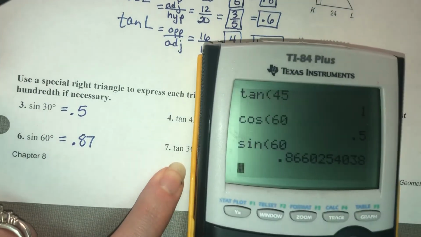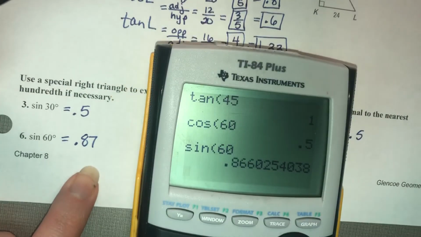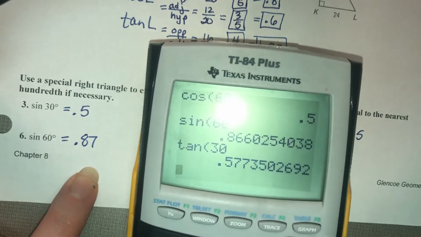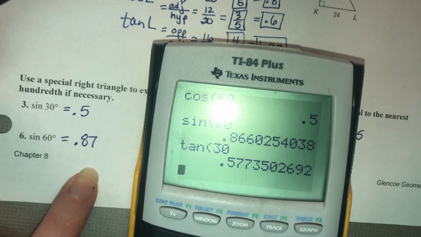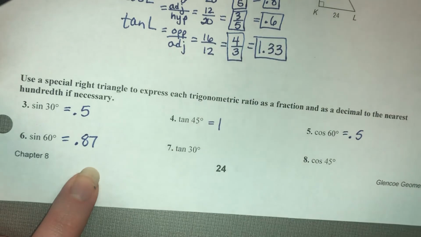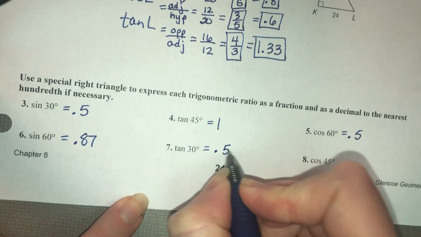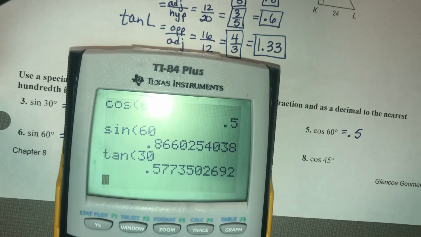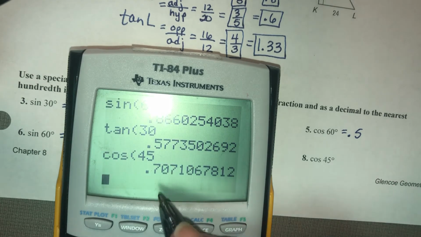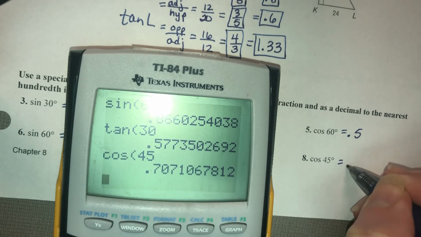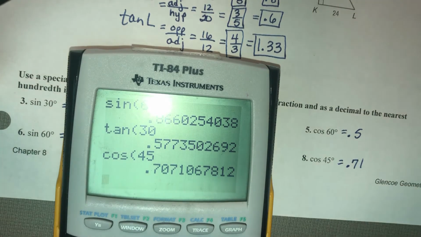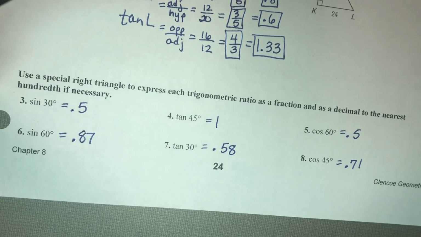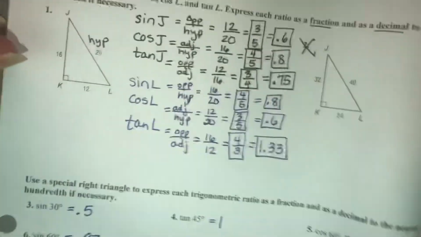Okay, now let's do the tangent of 30. Tangent 30, enter. 0.577 would round to 0.58, rounding to the hundredths place. That's 2 numbers after your decimal. And then the last one, cosine 45. This 0.707 is going to round to 0.71. That's the answer. Okay. Now let's move on to the back.